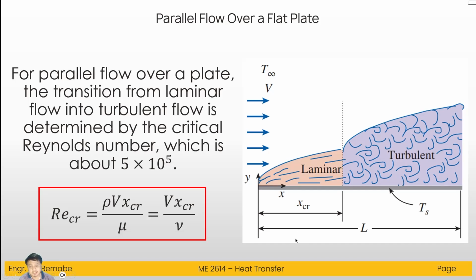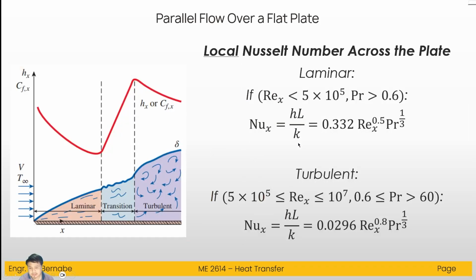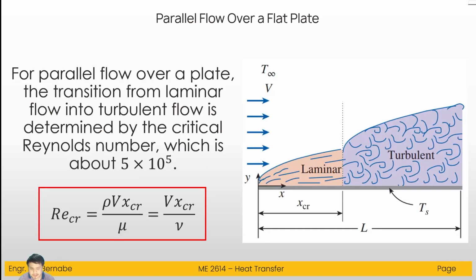So x here is this horizontal position of your plate, or wherever you are measuring. Okay, now we know that in some cases it will be either laminar or turbulent.